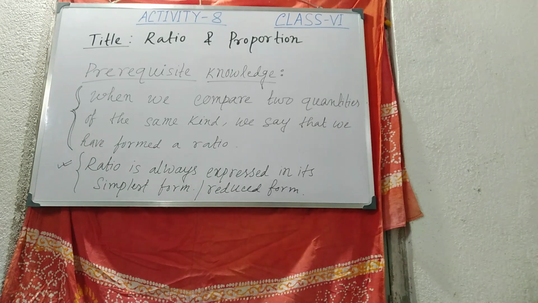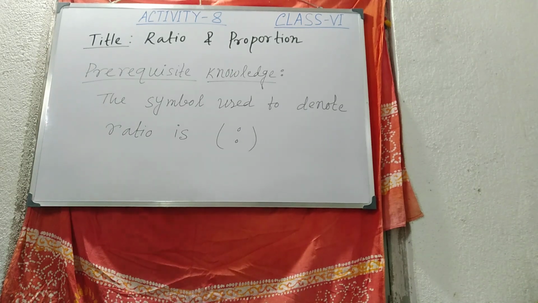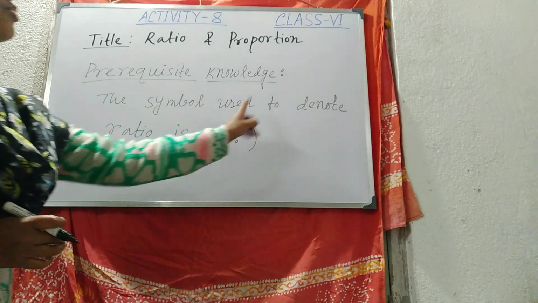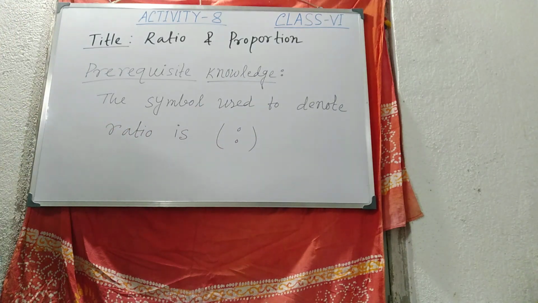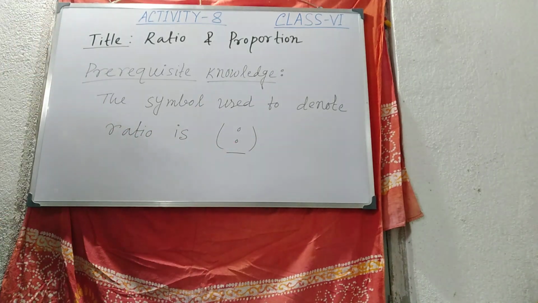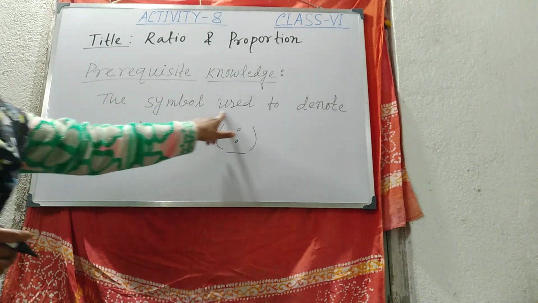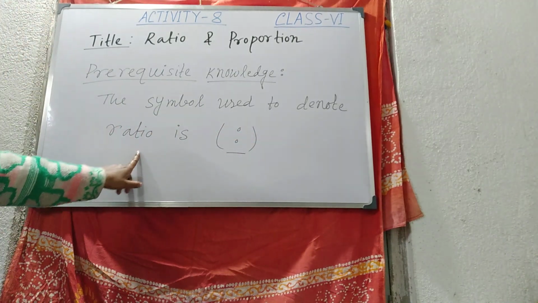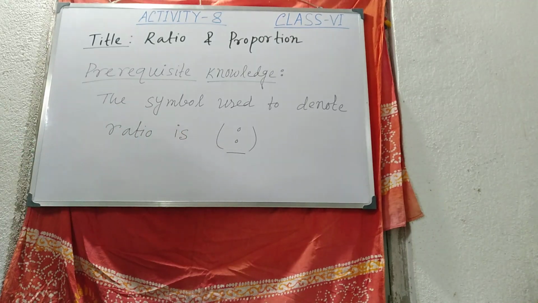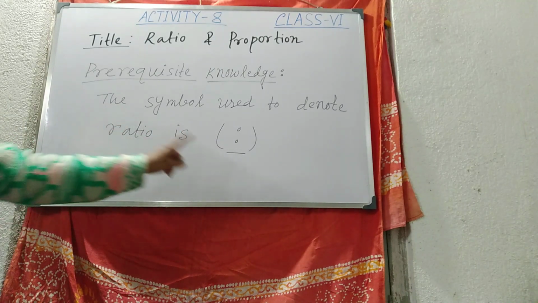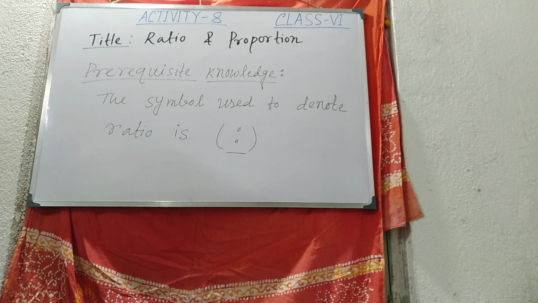Now the third part: the symbol used to denote ratio is this, and we will read it like this, "is to". That I have already told. So these are the prerequisite or previous knowledge that we need for doing this activity.